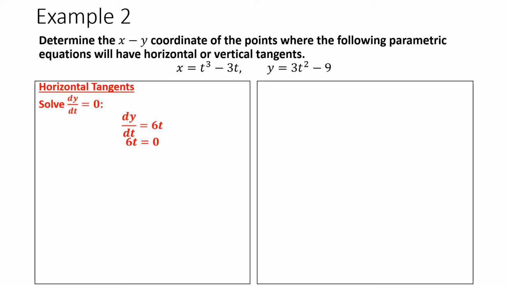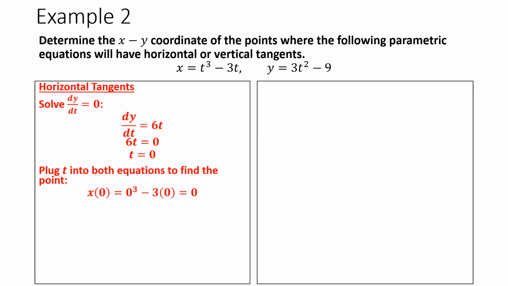We want to set that equal to 0, and we set t equals 0. Well, if t equals 0, then x equals 0, and y equals negative 9. So the place where I have a horizontal tangent is going to be (0, negative 9).